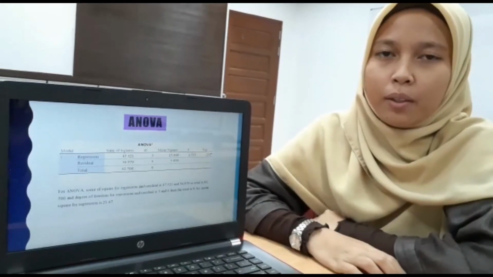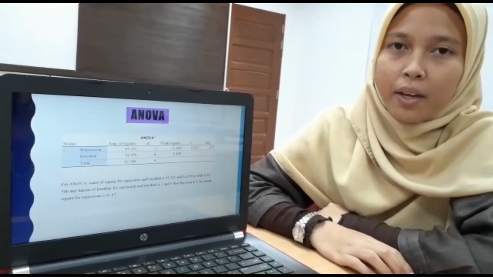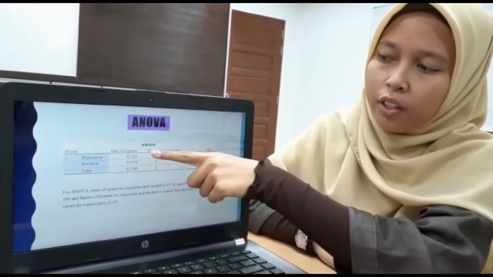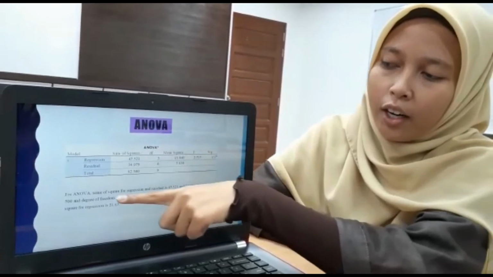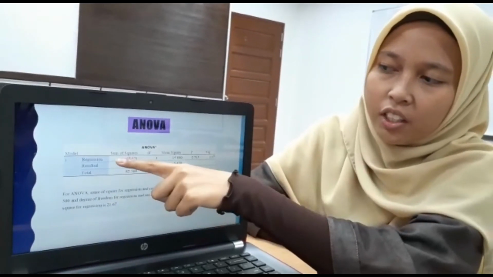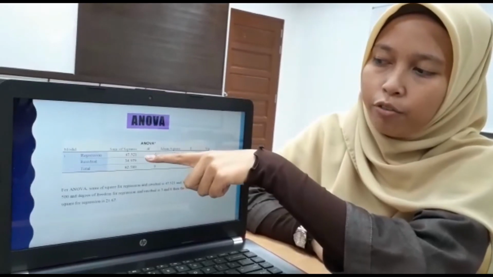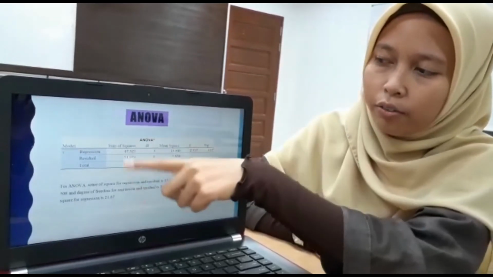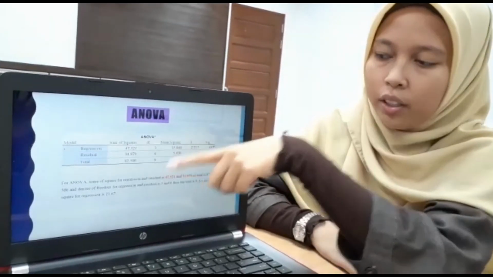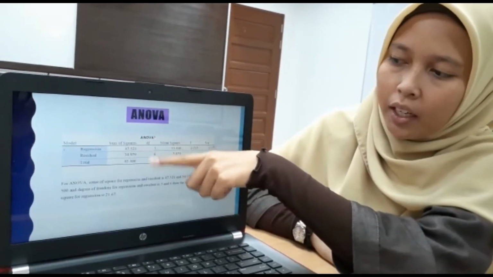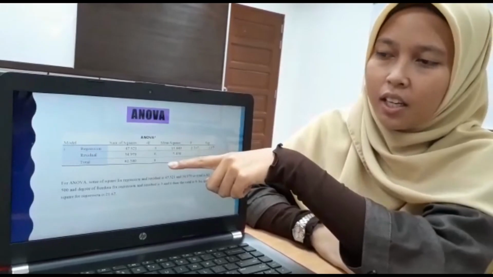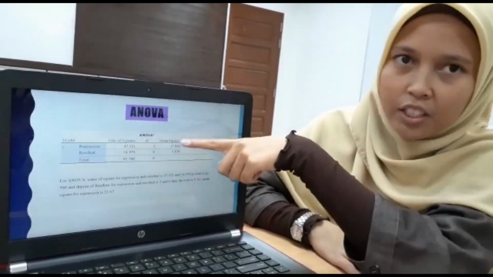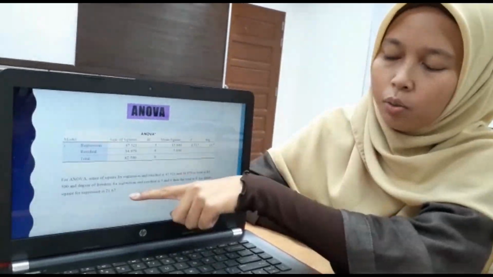Thank you. I am YASMIN binti AZMAN. I will present about SPSS ANOVA. As you can see in the ANOVA table, we have sum of square, degree of freedom, and mean square. For ANOVA, sum of square for regression and residual is 47.521 and 34.979, and the total of the two is 82.500. And degree of freedom for regression and residual is 3 and 6, and the total is 9. And mean square of the regression is 21.67.